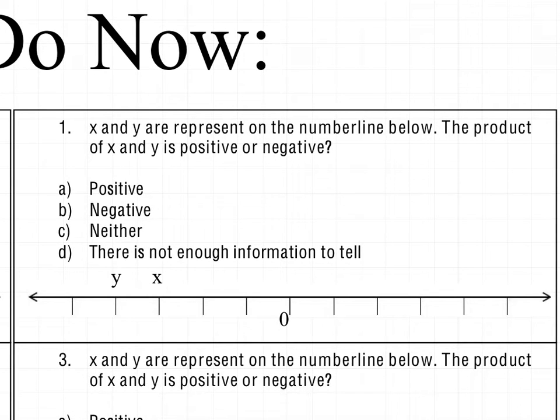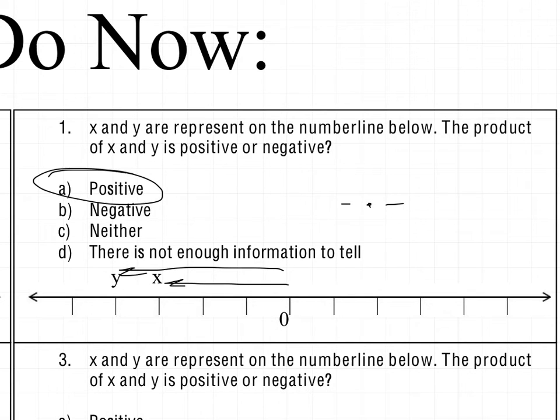Looking at this, again, x and y are on the number line. We have both x and y are left of 0, so that means we have a negative times a negative, which we know is a positive based on our rules from yesterday.